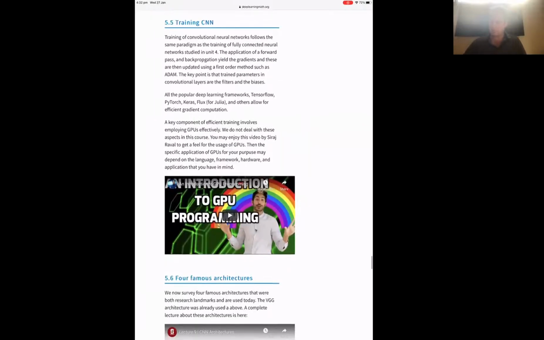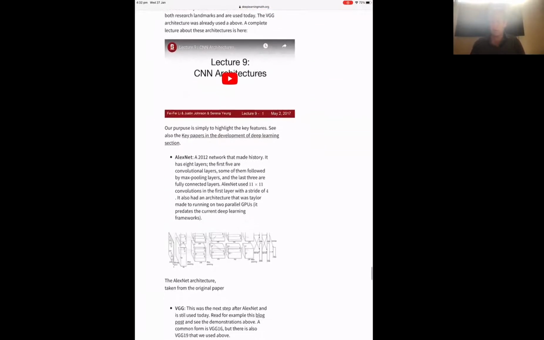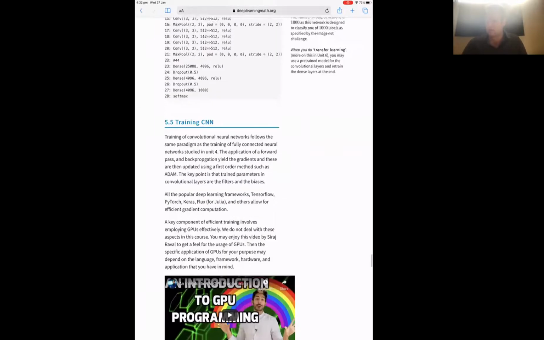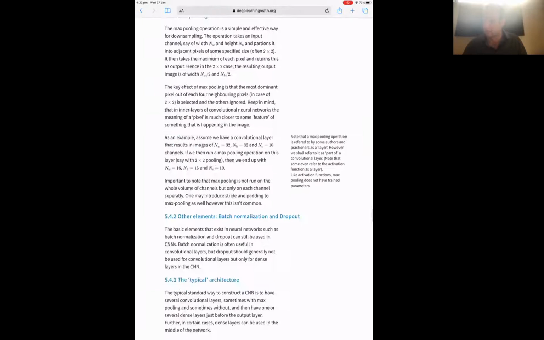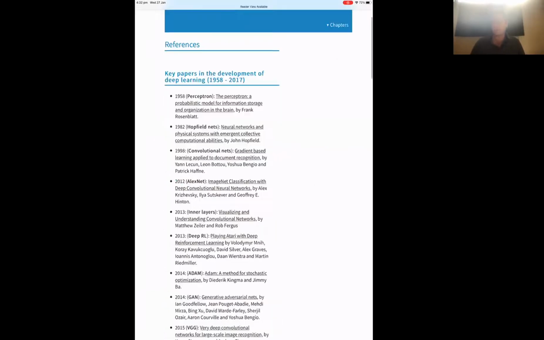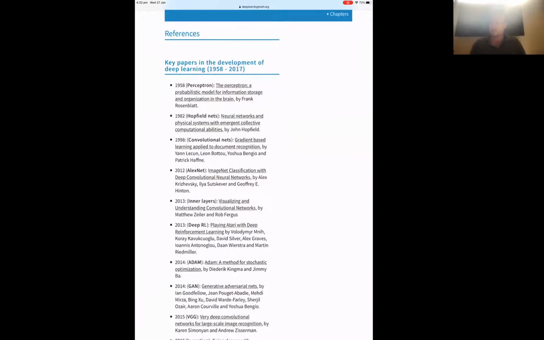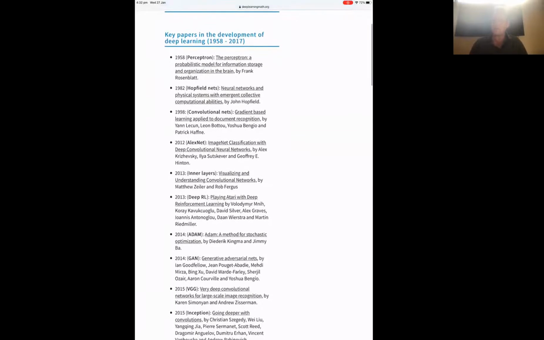Okay, so what are these 4? And keep in mind, throughout this course, we didn't have much of a historical perspective, but we'll take this chance to do it now. So we're looking at the references for a second. And all these 4 architectures are here in the key papers in the development of deep learning.